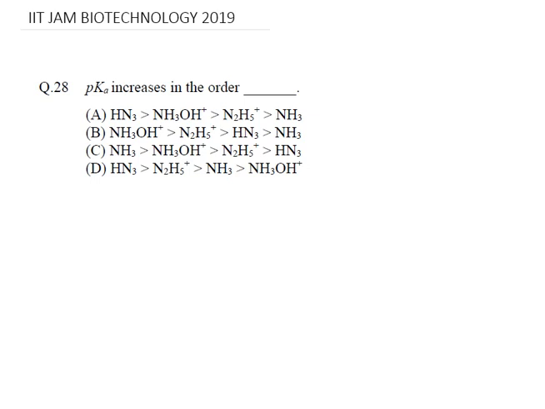Hello, today we are going to solve one question from IIT JAM Biotechnology 2019. As we know that JAM is one of the most important examinations in our country for those students who want to pursue their master's degree in IITs. So this is question number 828 from section A. Therefore, it is an MCQ type question, hence only one option is correct among these given four options.